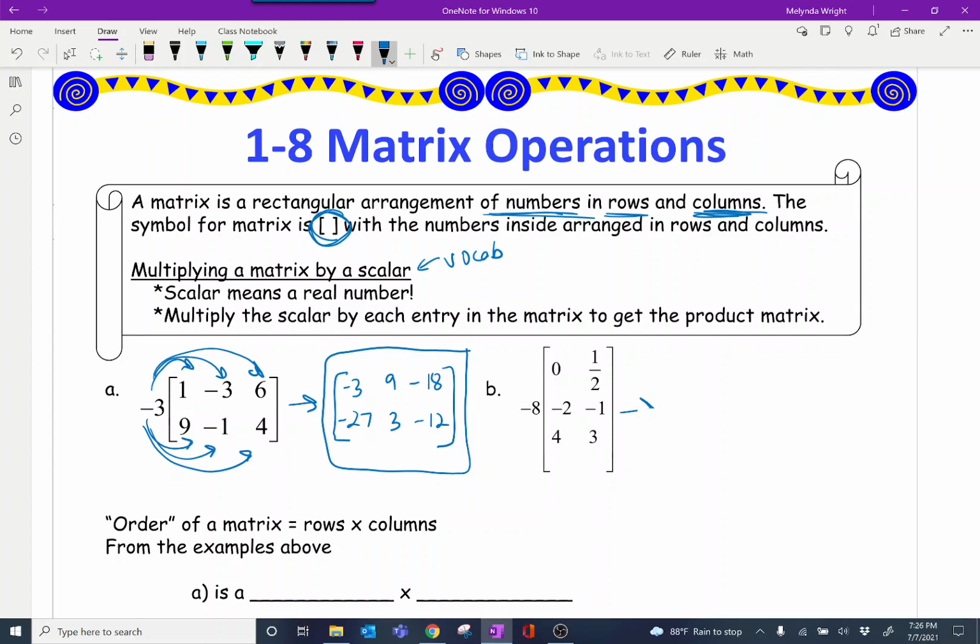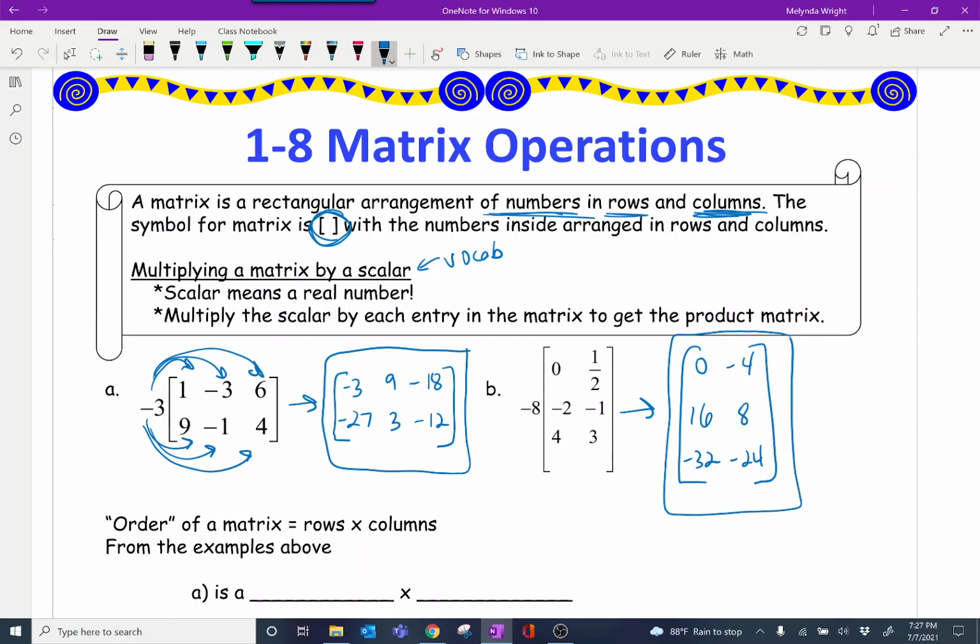Let's do that to this one. All right, so let's see. -8 times 0 is 0. -8 times 1/2 is -4. -8 times -2 is 16. -8 times 1 is 8. -8 times 4 is -32. And last but not least, -8 times 3 is -24. All right, so that is simply multiplying by a scalar. Yeah, not too bad, right? Okay, great. Let's move on.